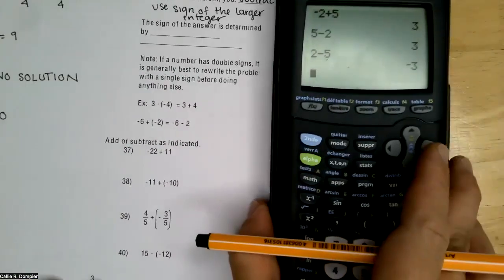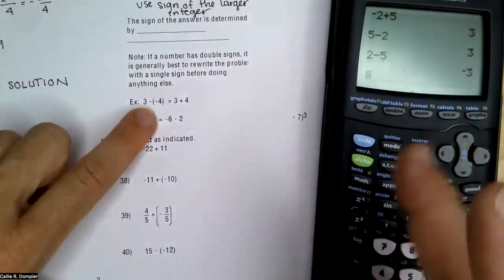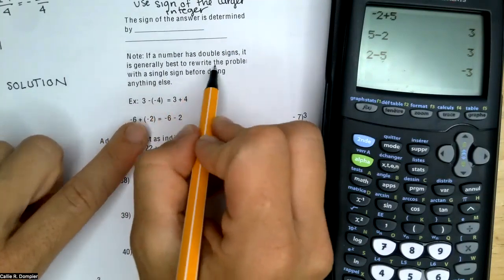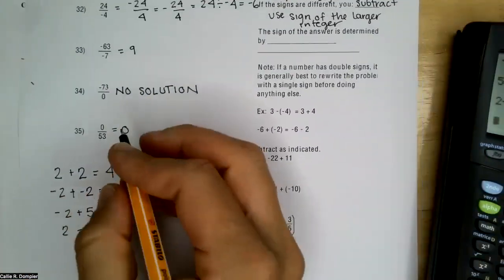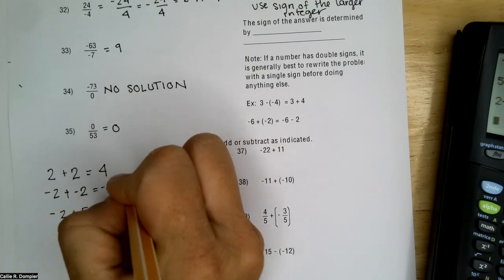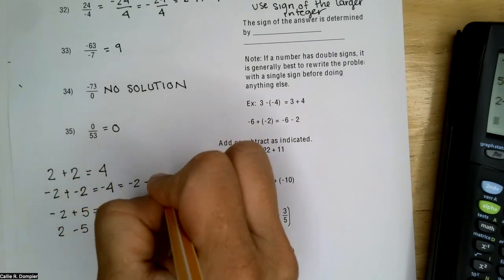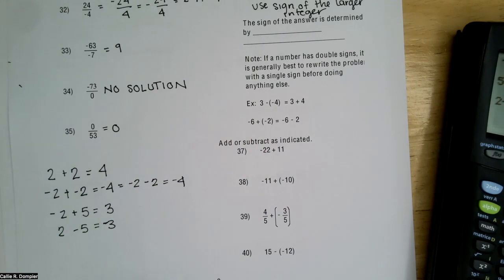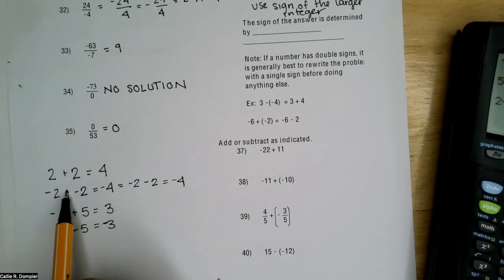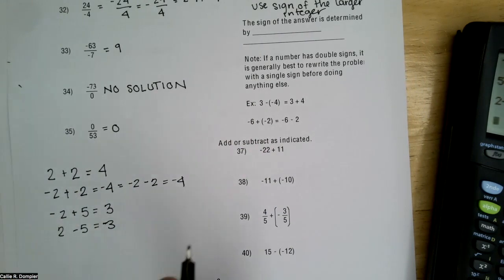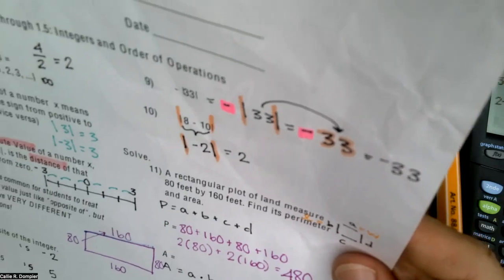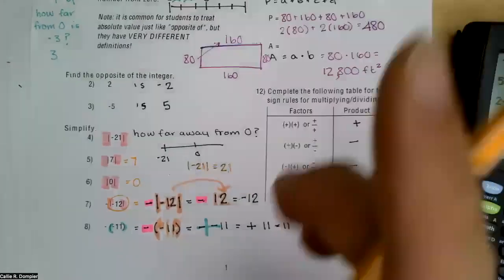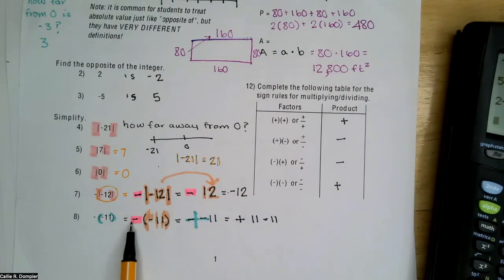Okay. 3 minus a negative 4. Oh, if a number has a double sign, it's best to rewrite the problem with a single sign before doing anything else. So negative 2 plus negative 2 is the same as negative 2 minus 2. That's what they mean by if it has 2 signs, rewrite it. Just like we did way back at the beginning with, what was the double sign? Ooh, the 11. That's a double sign.